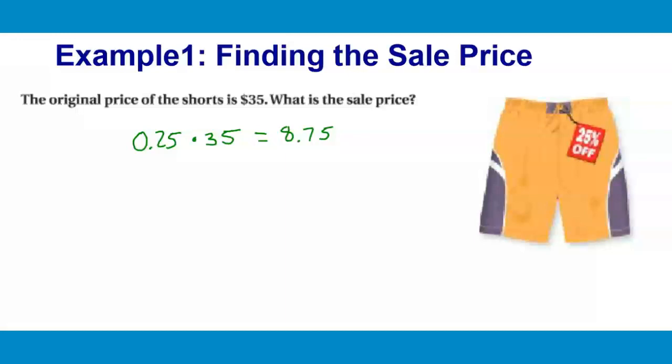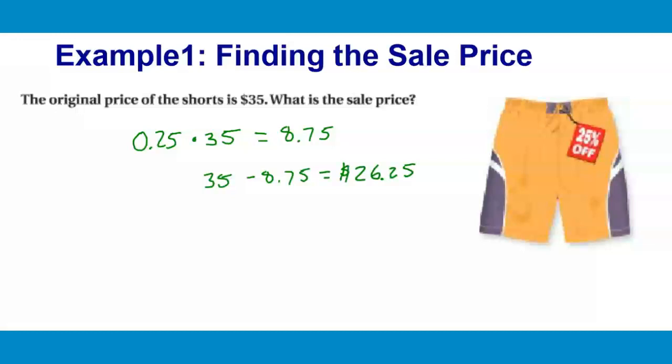So there's a second step here. So we do 35 minus 8.75. That 8.75 is $8.75 that's coming off the original price. So I'm going to subtract that from $35. And that comes out to $26.25. And that's dollars. That's the new price on that.